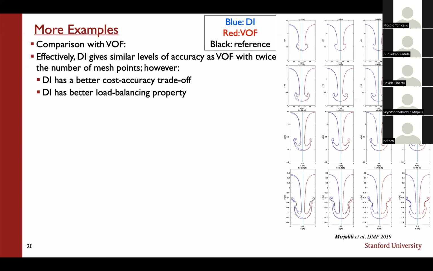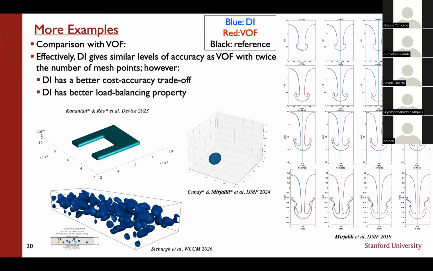However, when you look at the cost accuracy trade-off, diffuse interface actually, in a lot of cases, outperforms volume of fluid, right? And when you look at the load balancing, essentially, because the diffuse interface doesn't care, the cost is the same everywhere. Basically, you have no issues in scaling this. Whereas volume of fluid, basically, all the cost is concentrated at the interface. So a lot of the famous two-phase flow solvers like Basilisk and Gerris basically run into issues when you go to very big calculations.